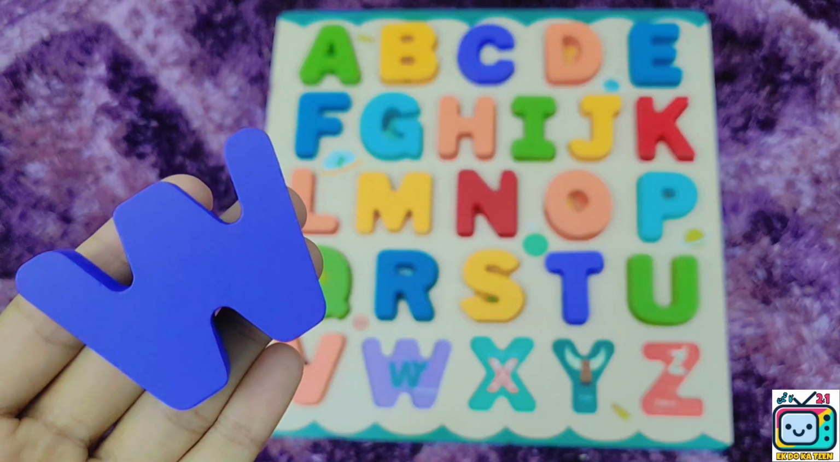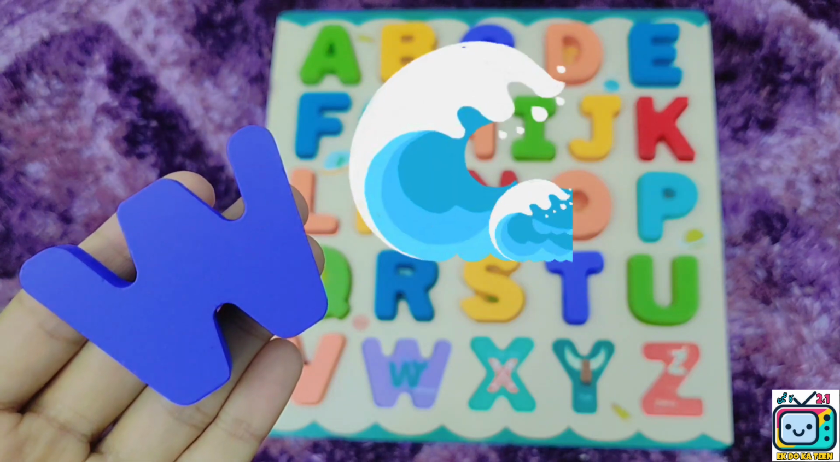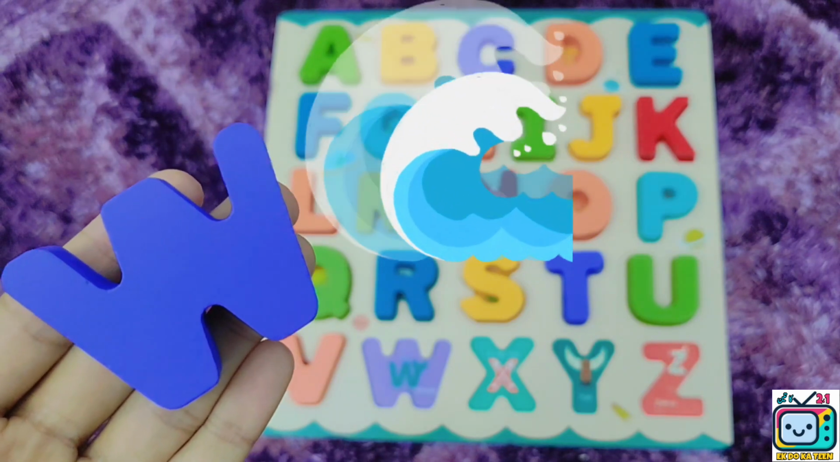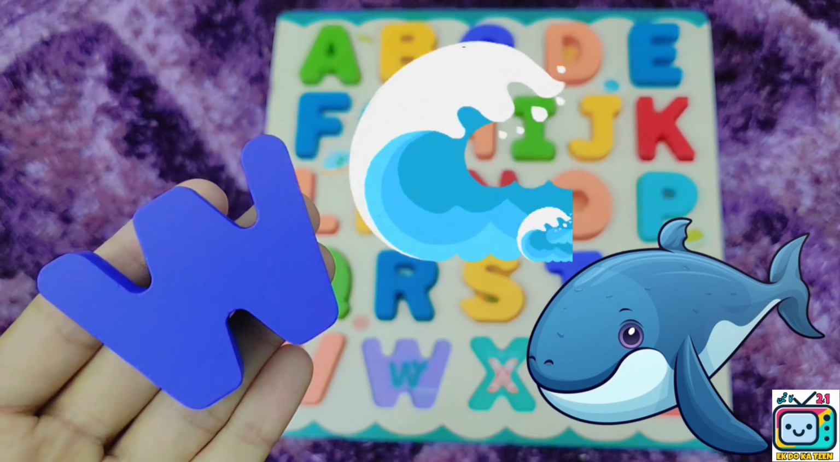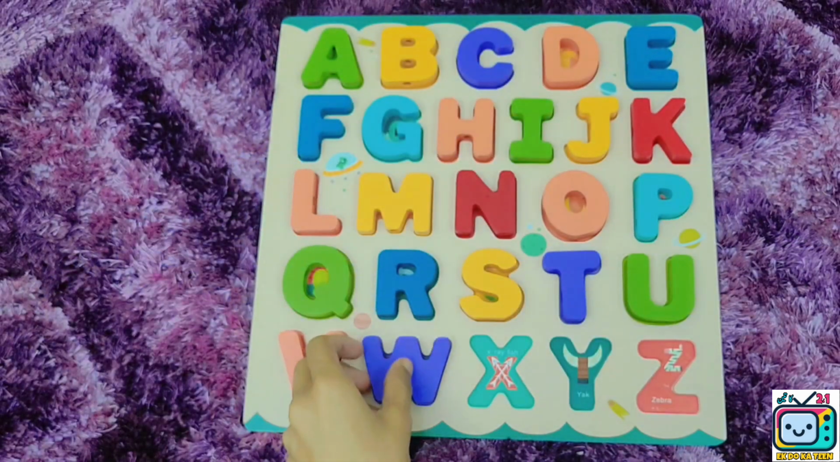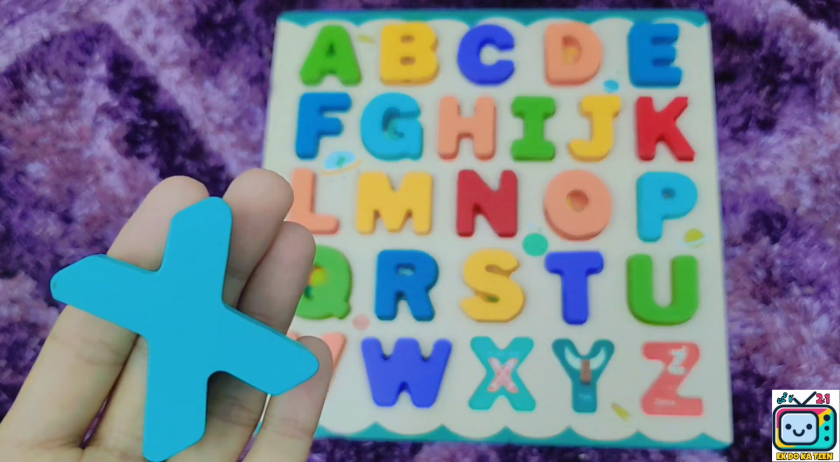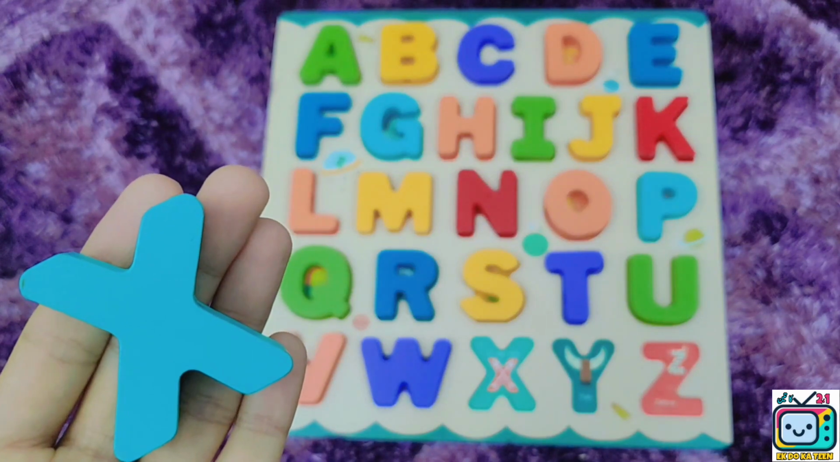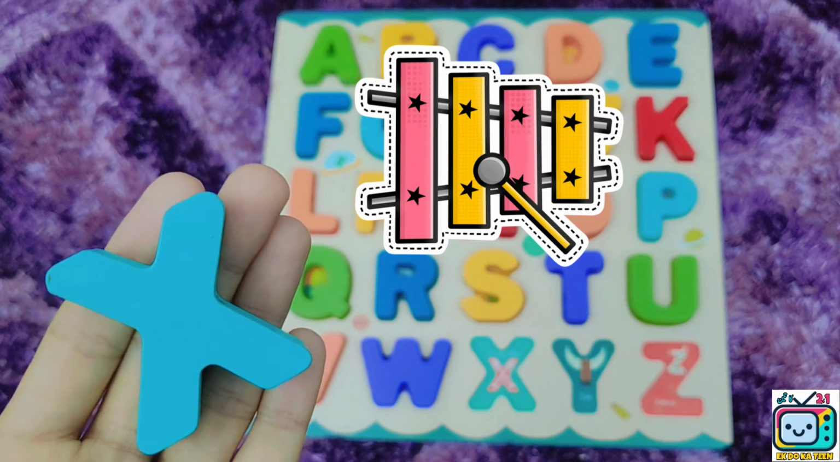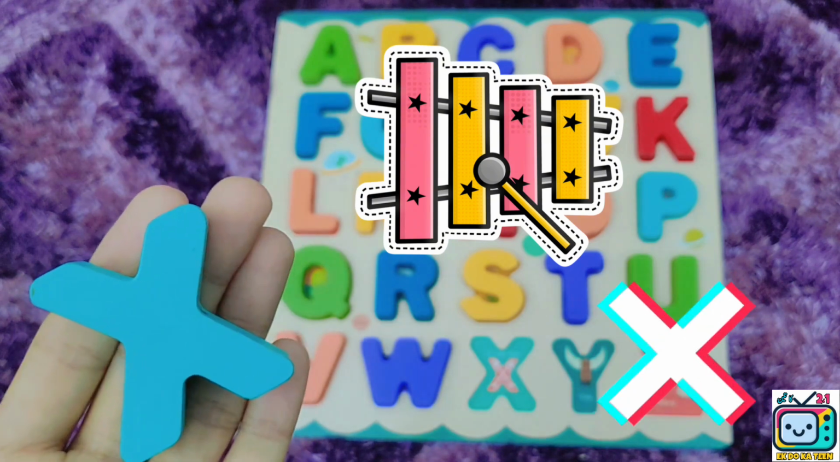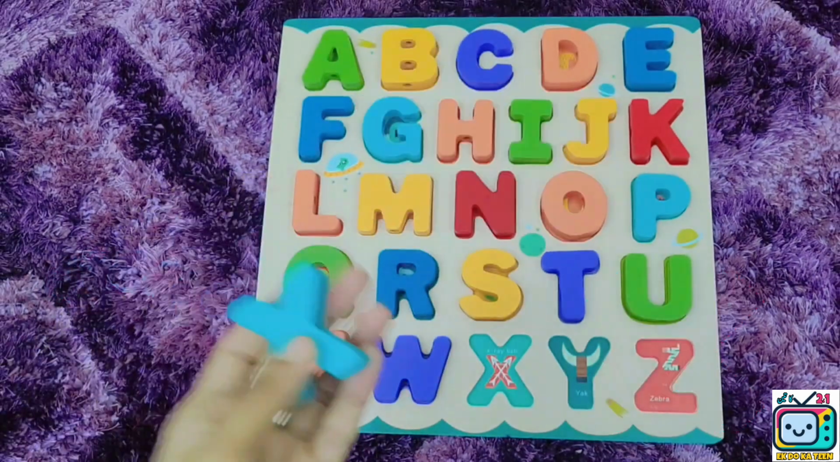This is the letter W. W is for water and W is for whale. Let's put it here. This is the letter X and X is for xylophone and X is for X-ray. Let's put it here.